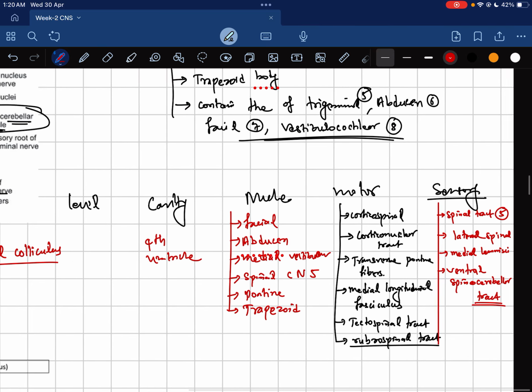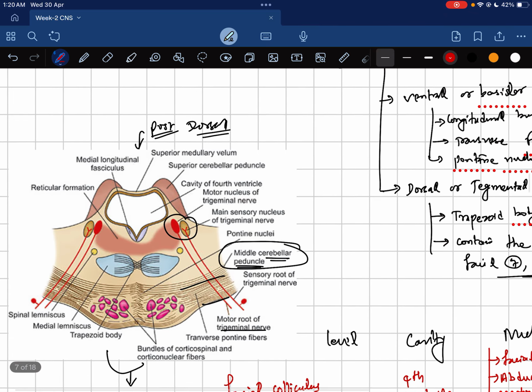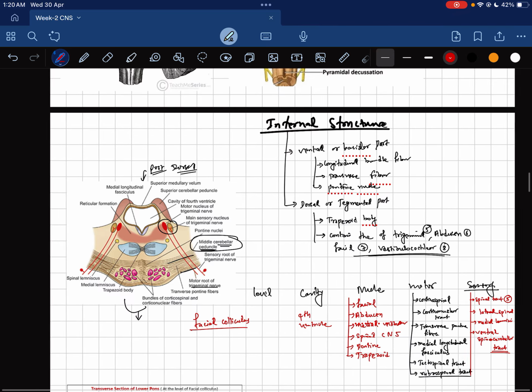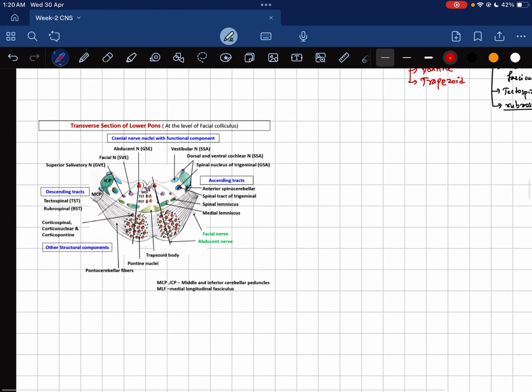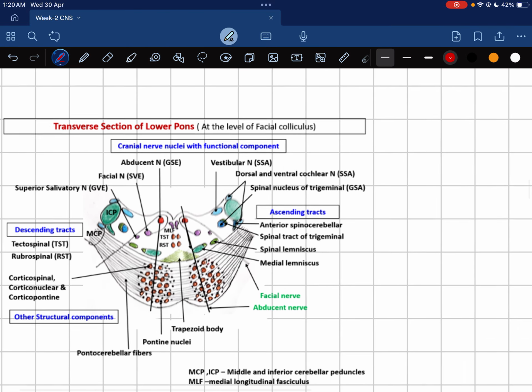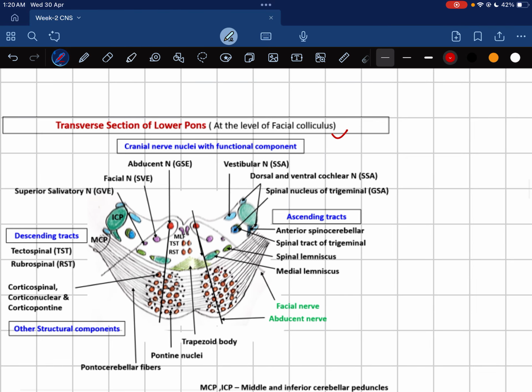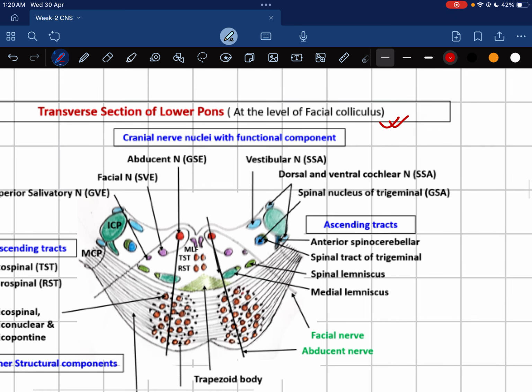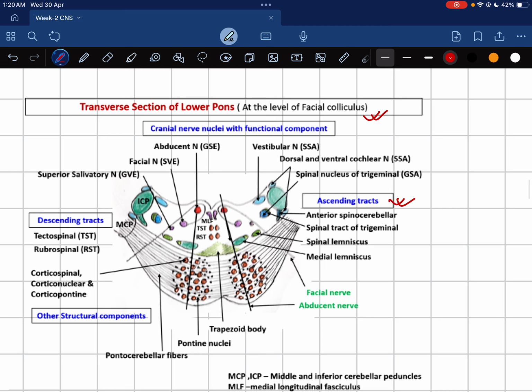We can look at the image first. This is the lower level of the fasciculus. Regarding the ascending tracts, there is the anterior spinocerebellar tract, the spinal tract of the trigeminal nerve, and there is a spinal lemniscus, medial lemniscus. When we look for the descending, there are tectospinal, rubrospinal, corticospinal, corticonuclear, and pontine.